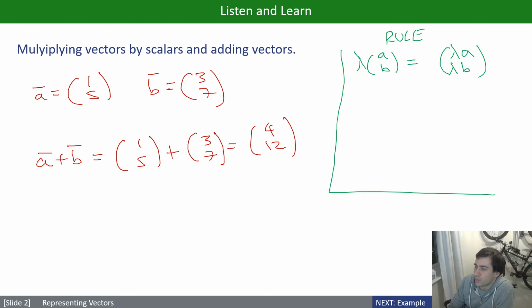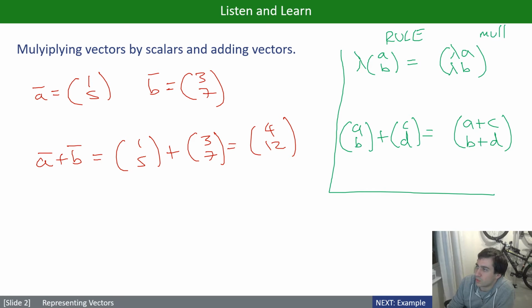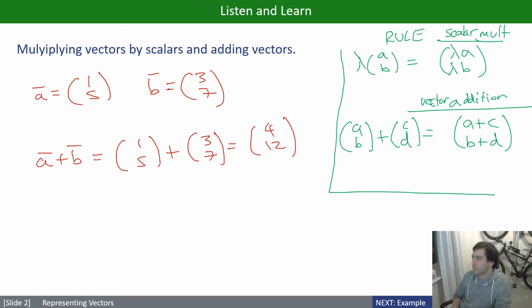In terms of a rule, how are we going to do this one? Let's say (a, b) plus (c, d) equals (a plus c, b plus d), like this. That's my multiplication rule, specifically scalar multiplication, and this is my vector addition. Okay, cool. So that's it, precisely defined.